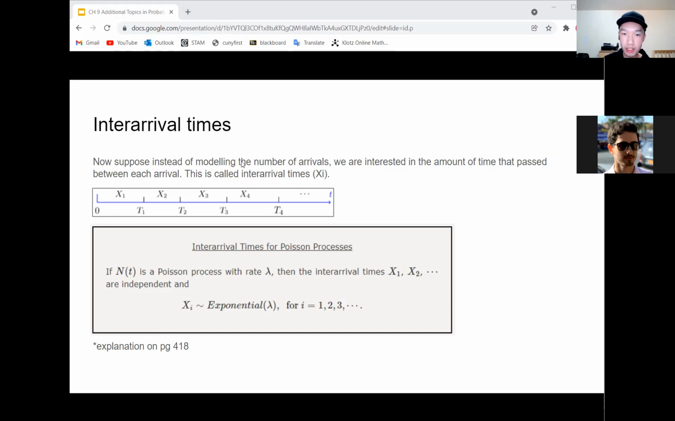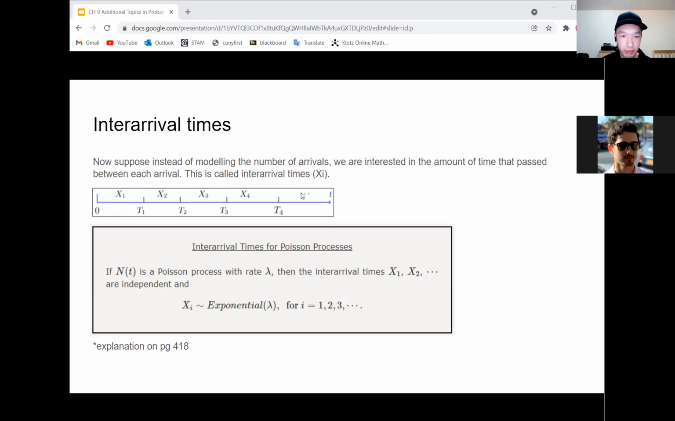Now let's shift our focus to something else. Let's read the slide. Suppose instead of modeling the number of arrivals, we are interested in the amount of time that passed between each arrival. This is what we mean when we say inter-arrival times. It's the amount of time that passes between each customer or between each accident or whatever.